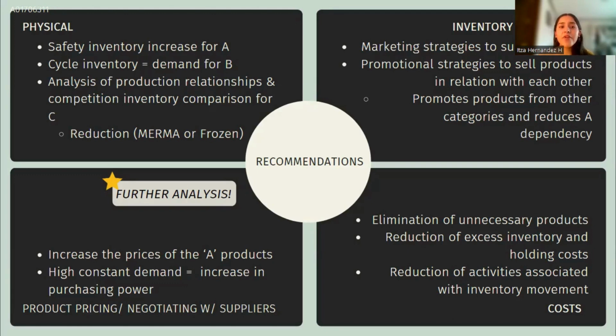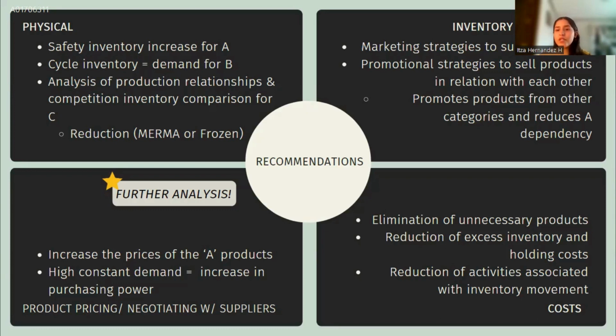By further analyzing the relationship between C products and A and B products, and by further analyzing the offering of competitors, for example, what products from inventory C do my competitors offer that I, as Horizon Tech, cannot stop offering in order to not reduce my competitiveness? By analyzing these 2 areas, we can finally create a list of what products within category C can be classified as MRMA, frozen, or be completely eliminated.